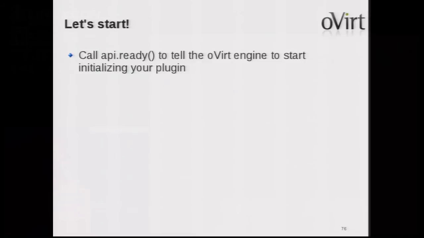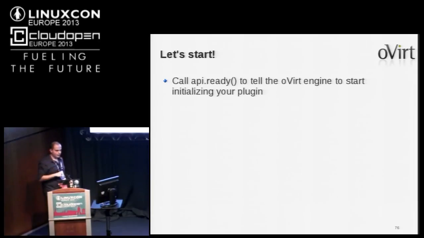And I called api.ready at the end to tell the oVirt engine that it can start initializing my plugin. Very simple plugin, very simple API. It allows you to add basically buttons and tabs, main tabs and subtabs in every part of the engine. I told you about the NetApp example.